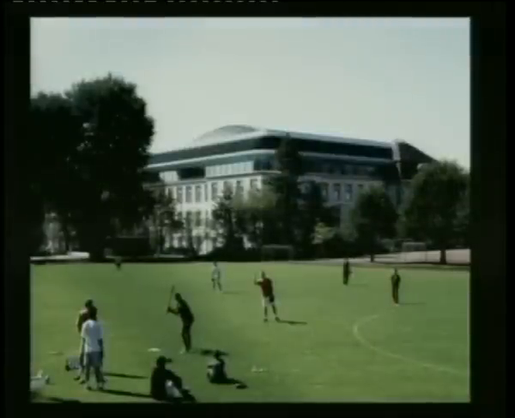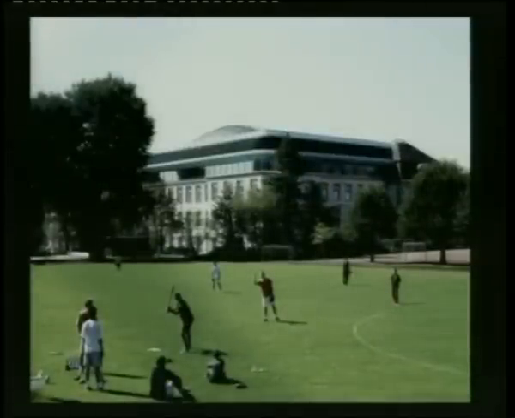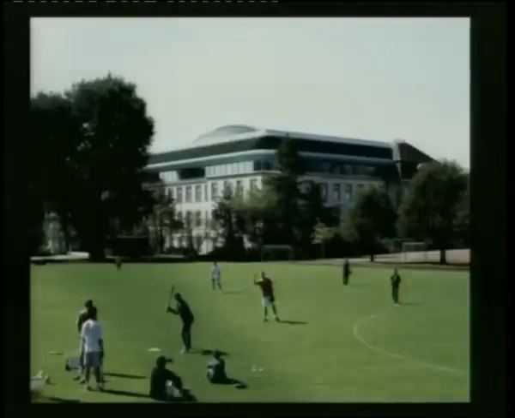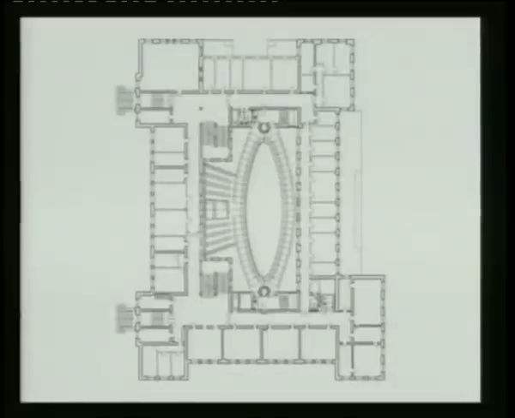You see here the campus. However, you see we are very close to the central building. The central building is just on the right-hand side of the old chemistry building. Here you see the plan with the courtyard and the implementation of the reading rooms.